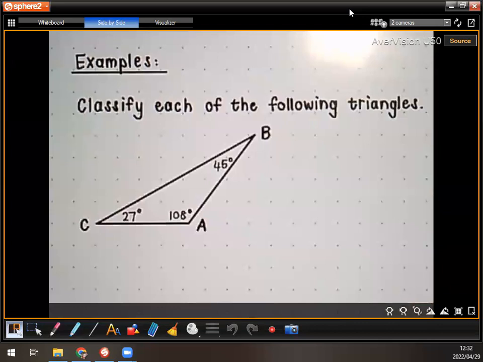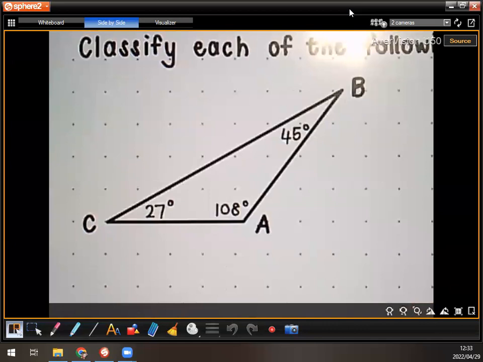Okay, so that is the first one. Then if you can't make out what those angles are: the bottom is 127, then we have a 45 at the top there, and the 108. That's angle A.